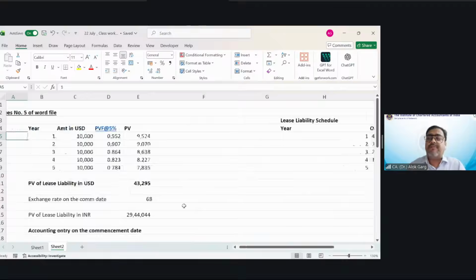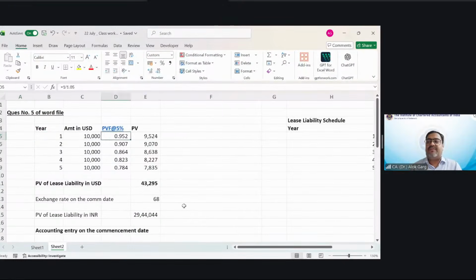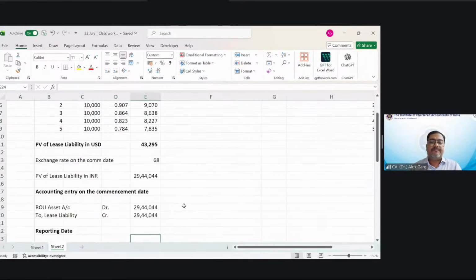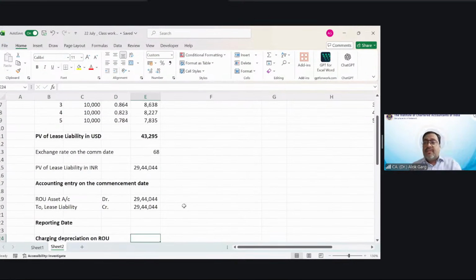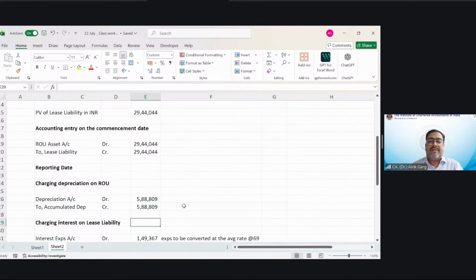So you have to compute the closing balance at the end of the first year for ROU and lease liability. What is the carrying amount of ROU? What is the closing balance of ROU? Gross block minus depreciation. Then I need to pass a depreciation. What is my depreciation, friends? My depreciation is the ROU asset divided by 5 years: 5,88,809.